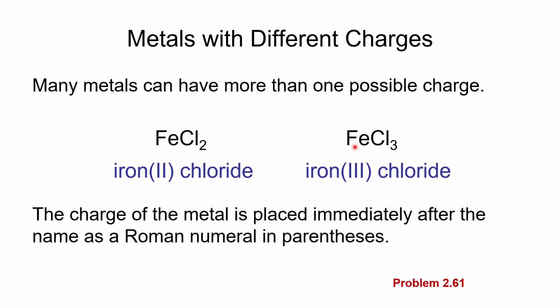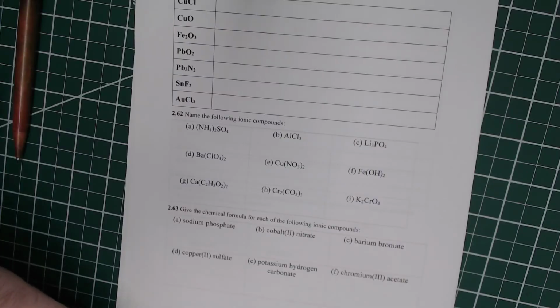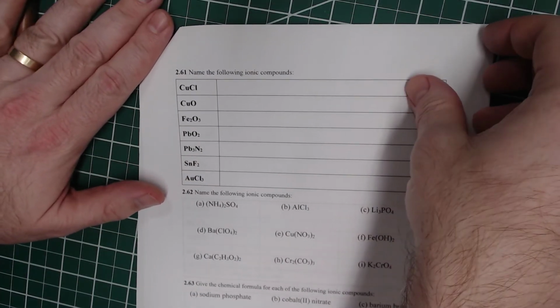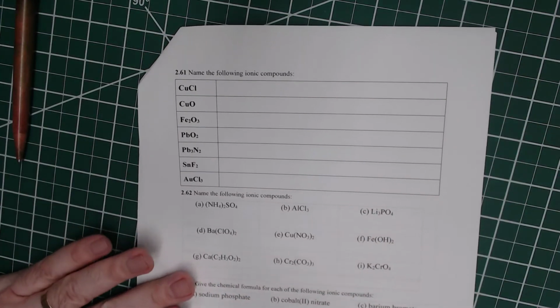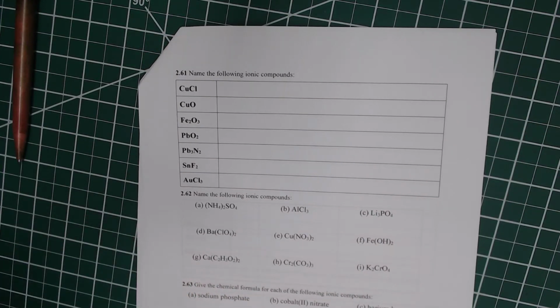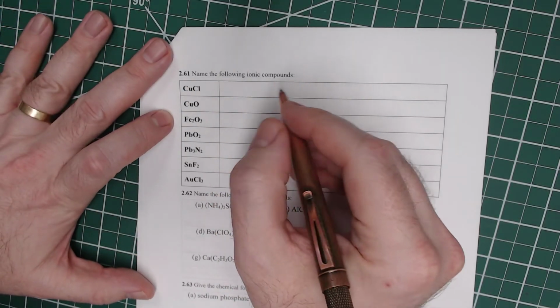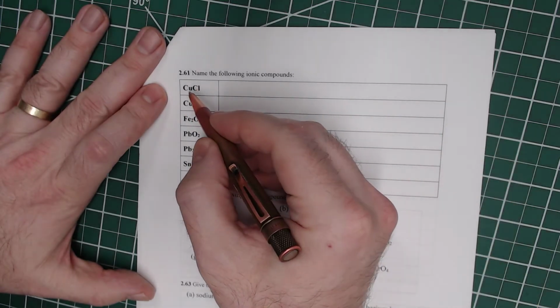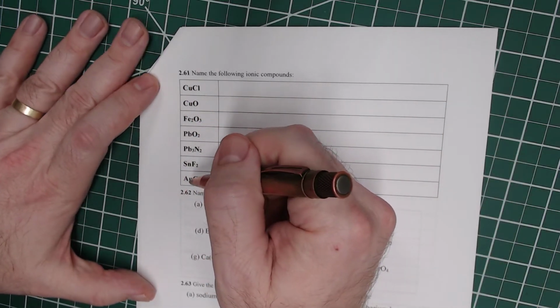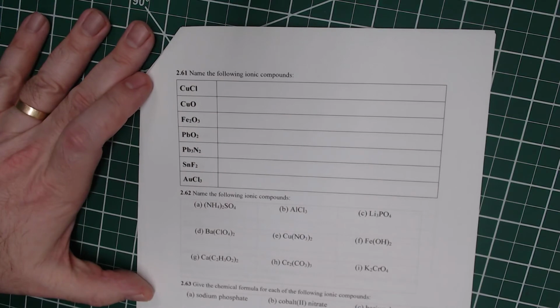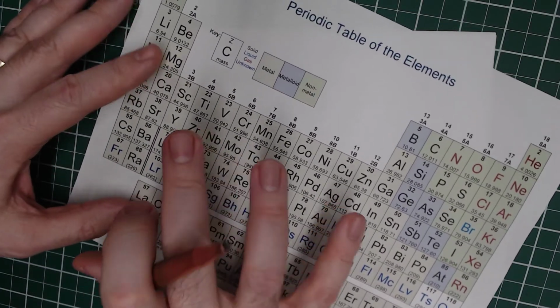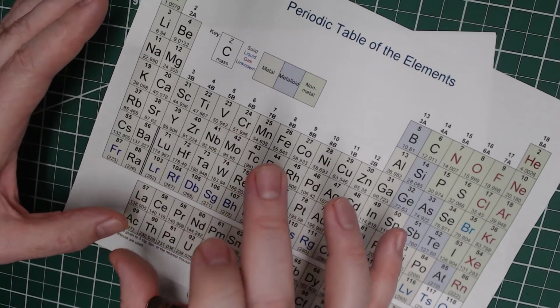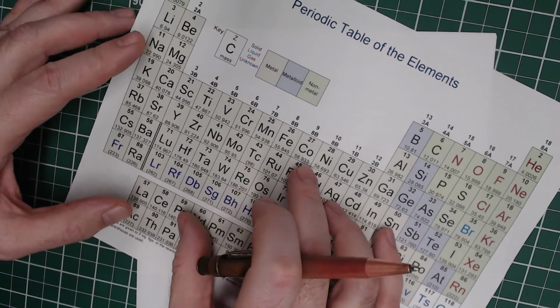So now we want to switch over to our in-class assignment. Let me scroll down here a bit. Okay, so there is our in-class assignment. Sorry, I bumped into my microphone there. Here we want to name these. It turns out all of these are examples of elements that were not on the special list, and therefore have to have the Roman numeral to indicate what their charge is.